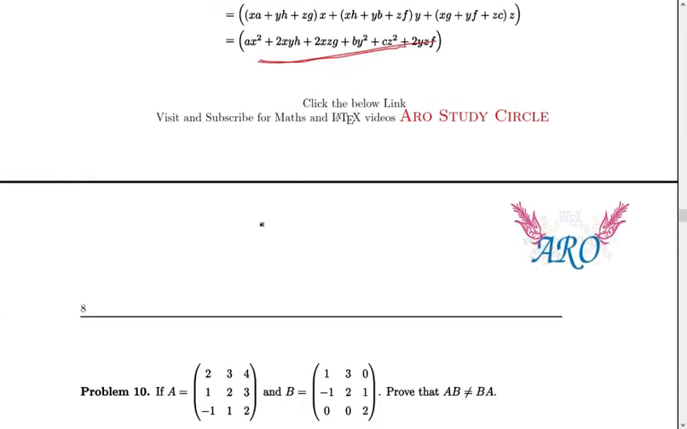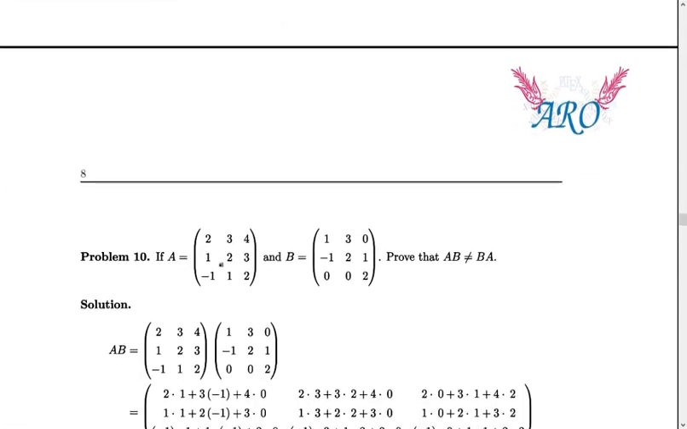Okay, next question, problem number 10. If A is equal to 2 3 4, 1 2 3, minus 1 1 2, and B is equal to this matrix, prove that AB is not equal to BA. AB equal to BA is not always true. First of all we have to find the value of AB and BA, then check which is not true.